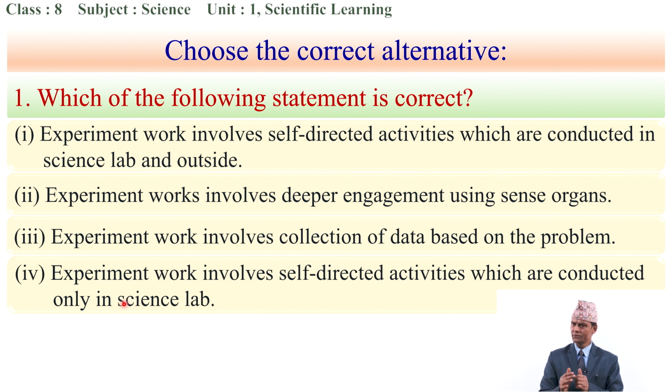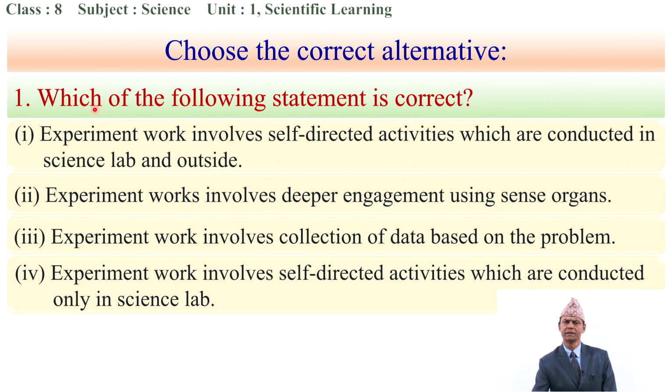Students, in today's class we have discussed different scientific skills, and experiment work in science. Under experiment work we have discussed observation work, and how observation work can be carried out to observe the fungi. Based on today's lesson, let's do one exercise. What exercise? Choose the correct alternatives. I am putting some questions to you and you have to find the correct answers.